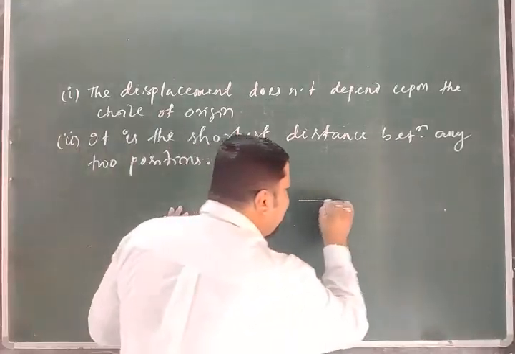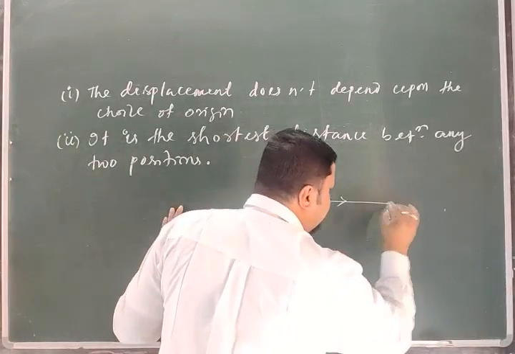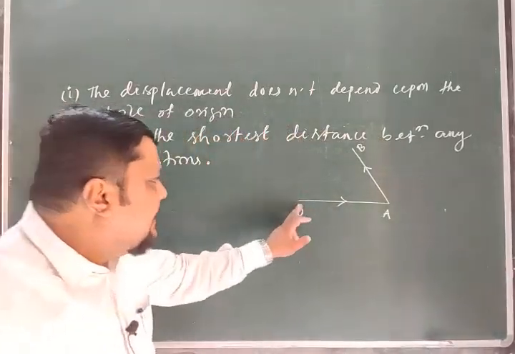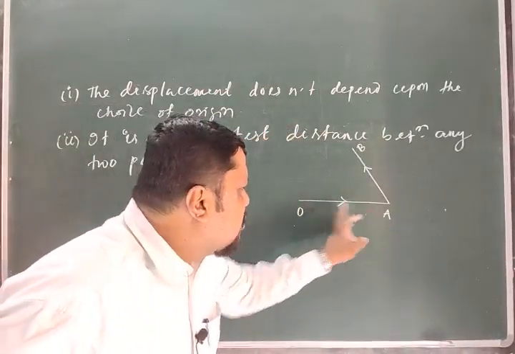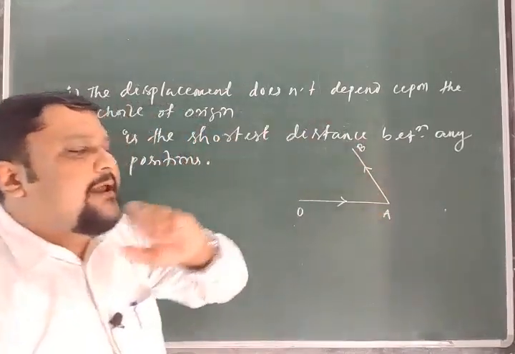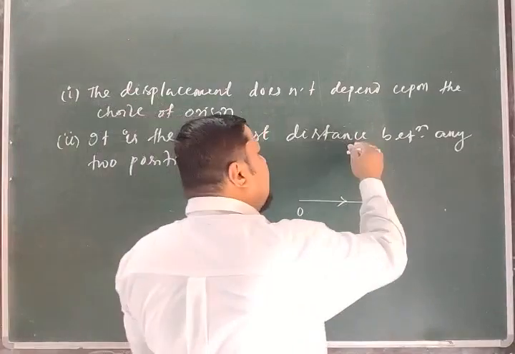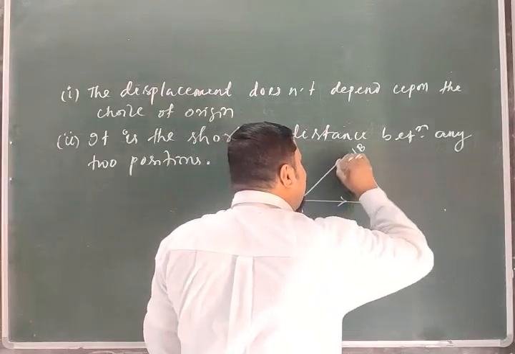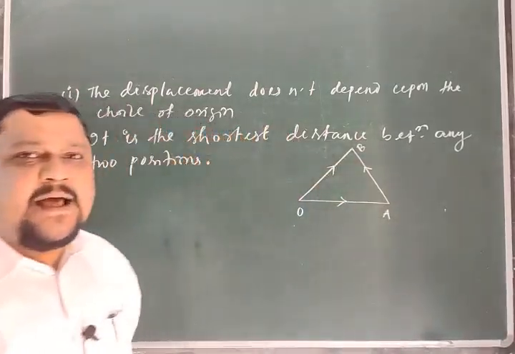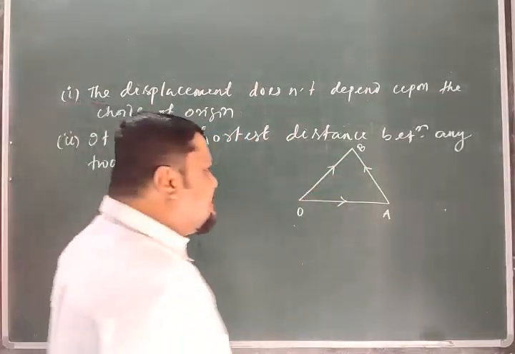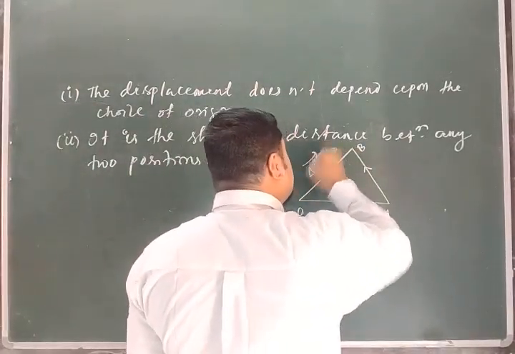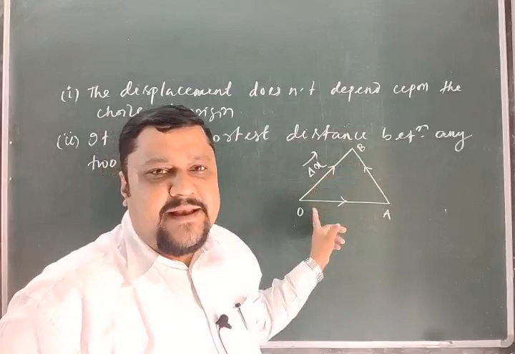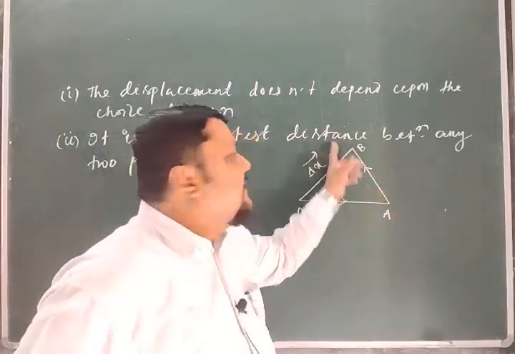Means if a particle is moving along this path O to A, and suppose it goes to the point B, then initially in a time interval t1 it goes from O to A, then from A to B in time t2. Then if I ask you what is the shortest distance, that will give you the displacement. This displacement is written as delta x, and this is obviously a vector quantity from the initial to the final. So this is the displacement.